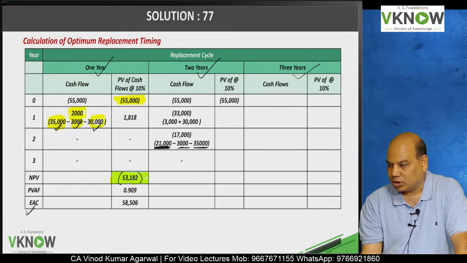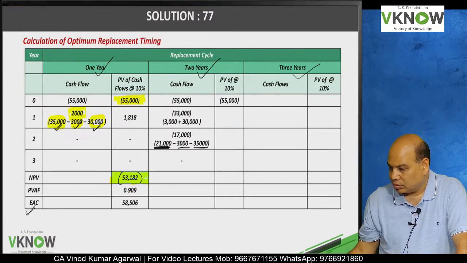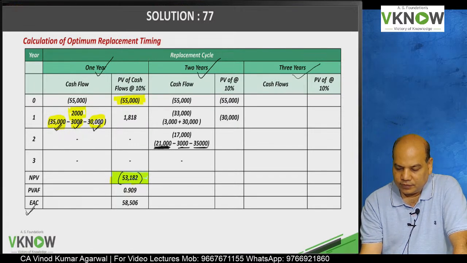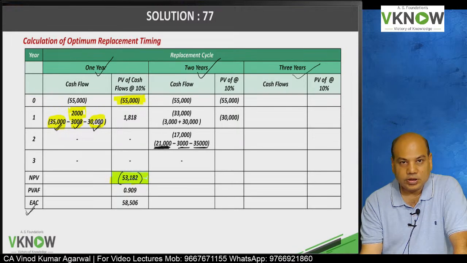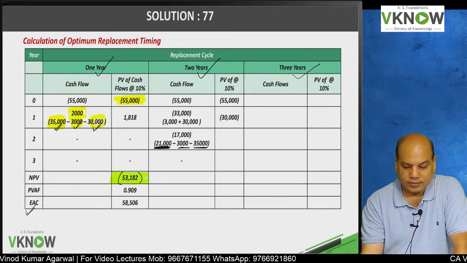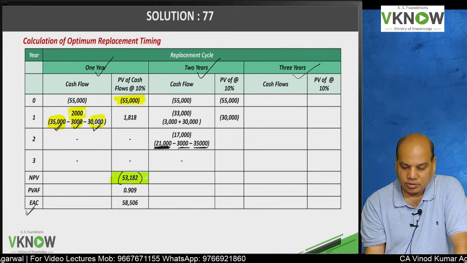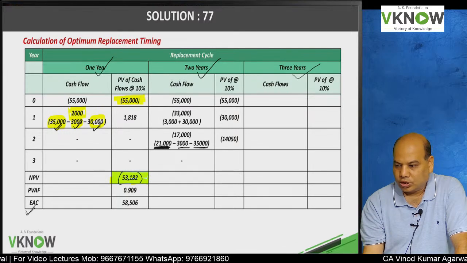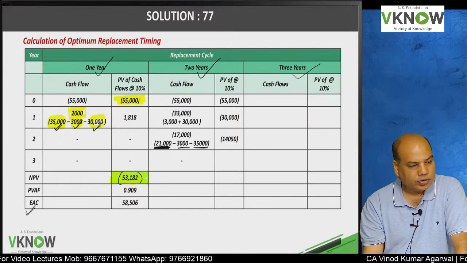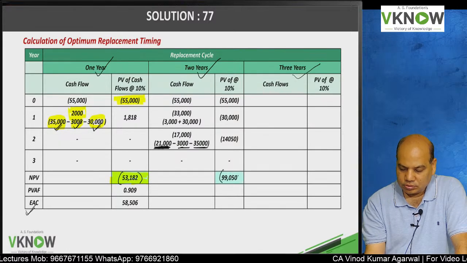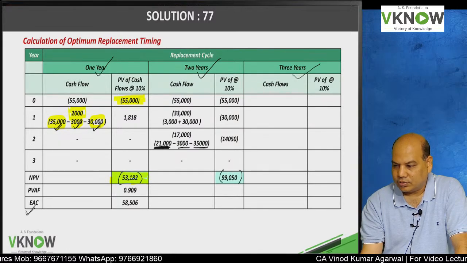Now just compute the present value. 55,000 is the same. 33,000 divided by 1.10 is 30,000. 17,000 divided by 1.10 squared is equal to 14,050. Total 99,050.